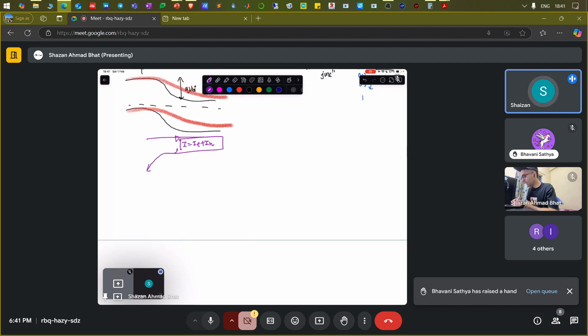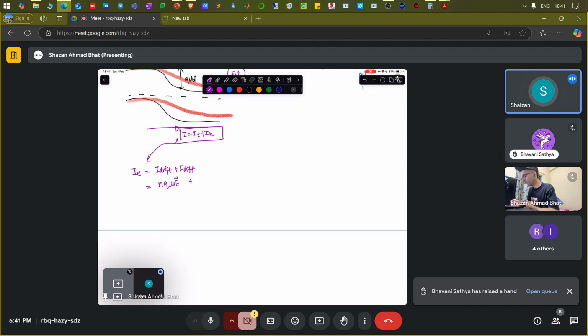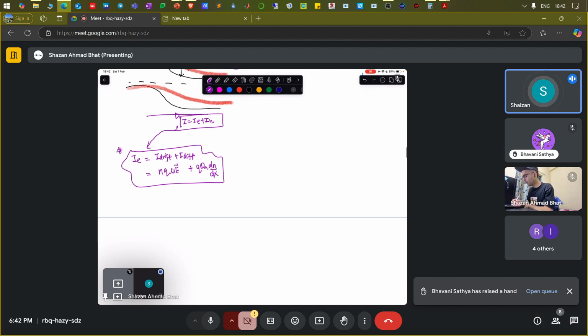And you know the electron current component is basically the drift current component plus the diffusion current component. Drift current is basically q times the concentration n times the mobility times the electric field. Diffusion is basically D_n, the diffusion constant of the electrons, times the gradient of the concentration with respect to x. So this is the overall current, but this is only the electronic component. The hole component will have p instead of n, and D_p instead of D_n. This is the overall current equation.